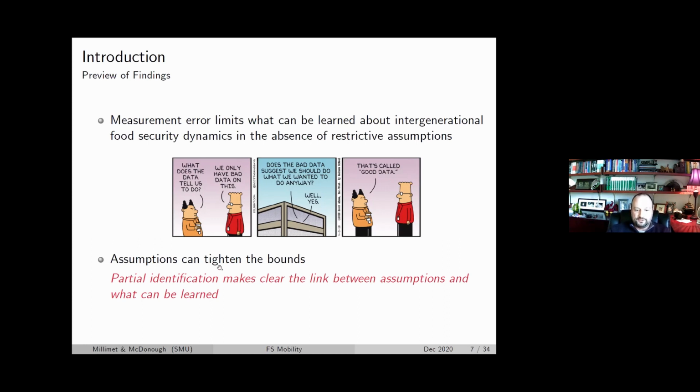But we can impose different assumptions that can significantly tighten the bounds. And that's the beauty of partial ID: it makes it clear exactly, hey, if you want to impose this, then we can learn a lot. If you don't want to impose it, then this is all we can say.